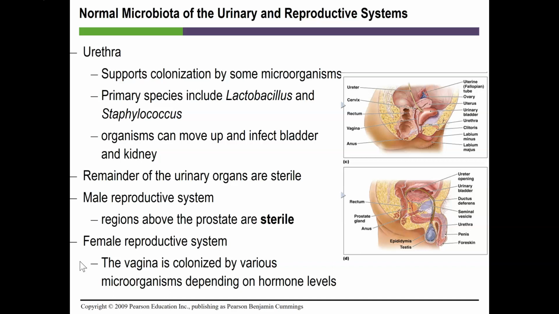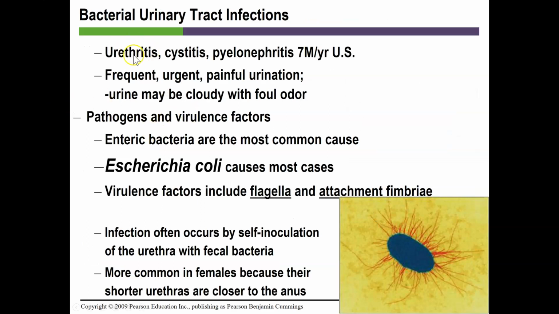which is colonized, and passed up through the urethra into the bladder much more readily. The urethra sometimes has organisms in it, but as you move up through the urinary tract, it should be sterile. So regions above the prostate are sterile in men, and the bladder should be sterile in females and males. The terminology for these infections is listed up on the top. Urethritis, you should recognize as inflamed urethra. You move farther up, cystitis is referring to a bladder infection, and pyelonephritis is moving further up into the kidneys.